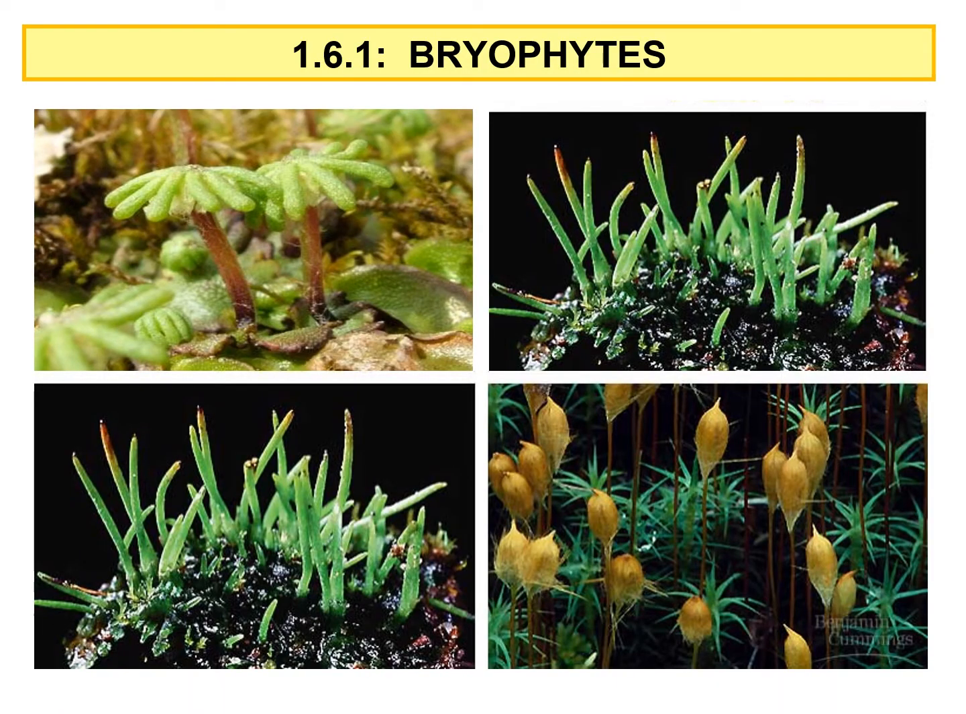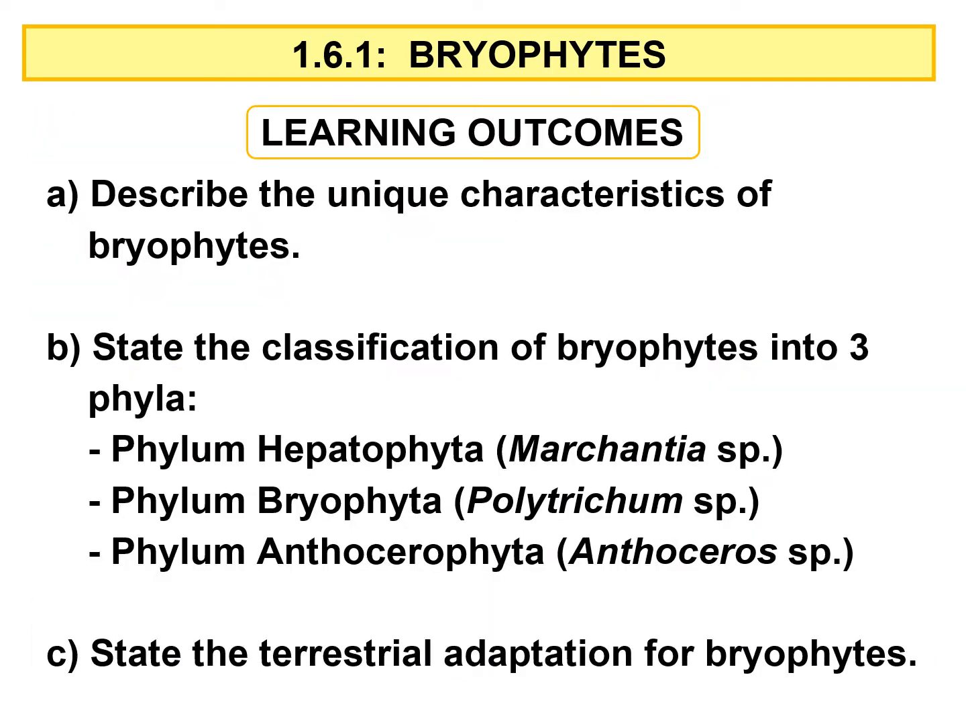So these are all bryophytes. Ni yang biasa kita panggil, kadang-kadang kita panggil lumut. Sebenarnya dia, bila dia subur dan membesar, inilah rupa dia. Okay, bryophytes.